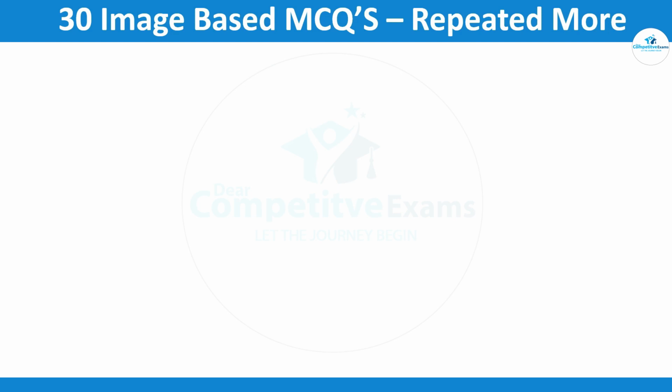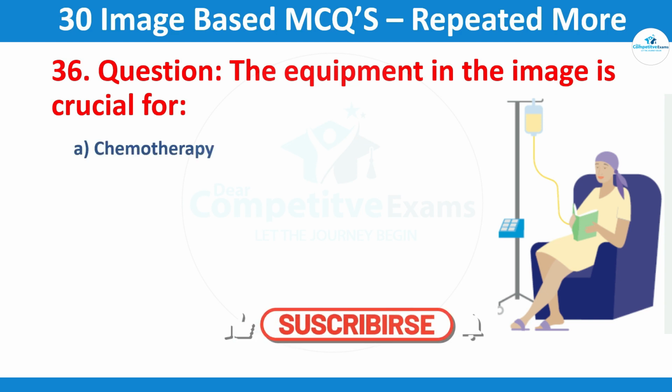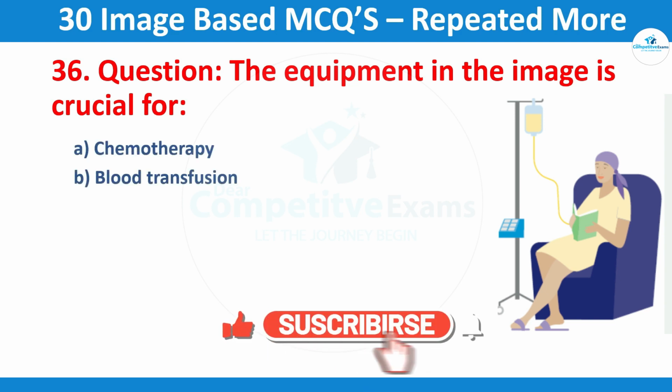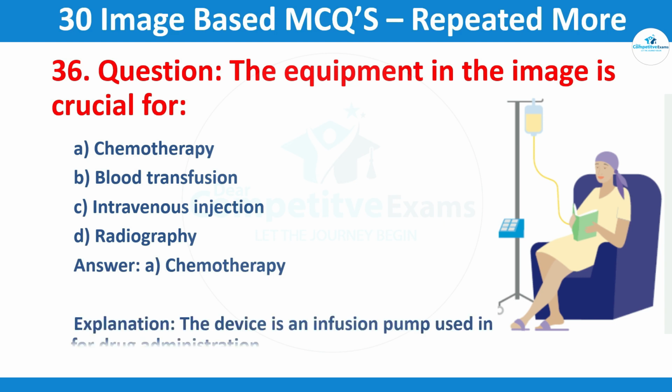Question number 36. The equipment in the image is crucial for. Options: chemotherapy, blood transfusion, intravenous injection, or radiography. Correct answer is chemotherapy. The device is an infusion pump used in chemotherapy for drug administration.